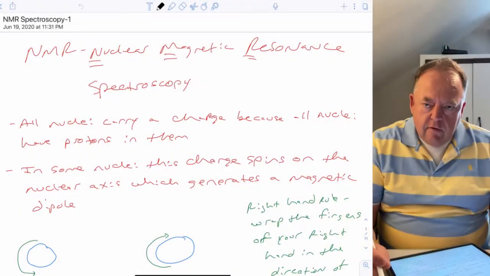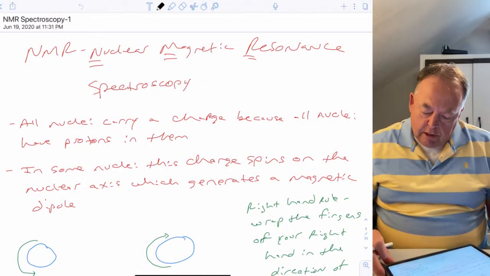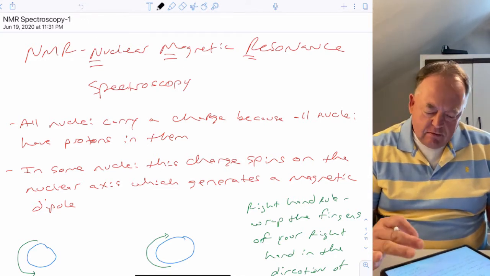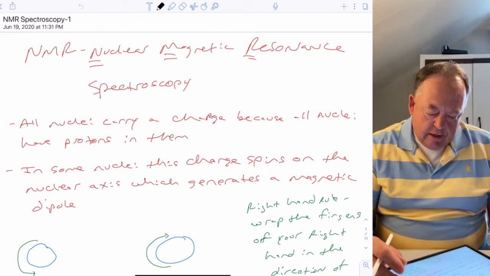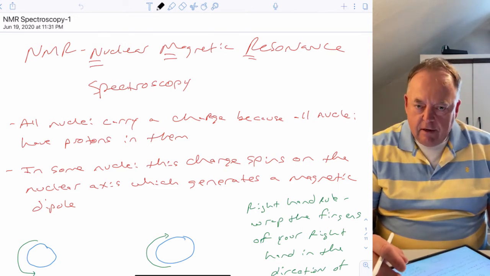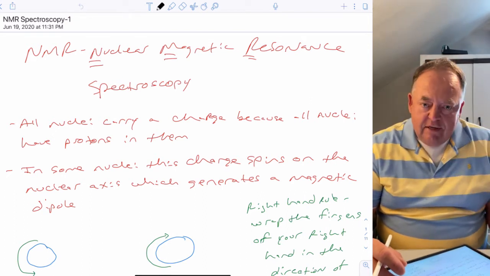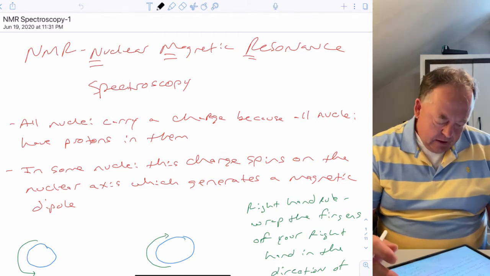Okay, so this will be the first lecture over NMR spectroscopy. We're going to spend a lot of time going through the basic theory of NMR, which is much more complex than the basic theory in mass spec and IR spectroscopy. So hopefully pay attention, and hopefully I do a good job of trying to explain this theory to make it understandable.